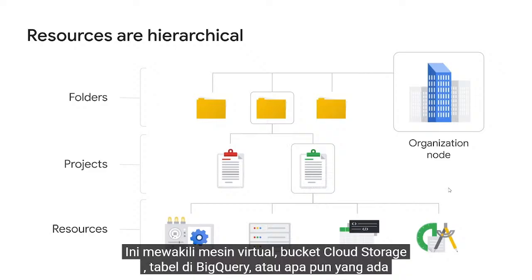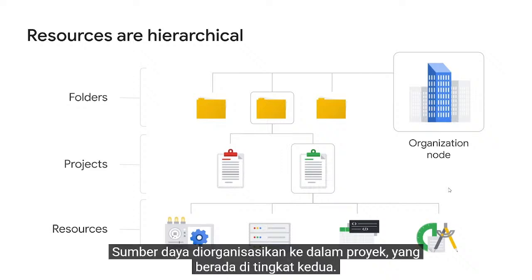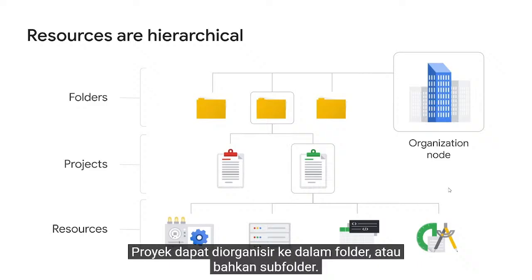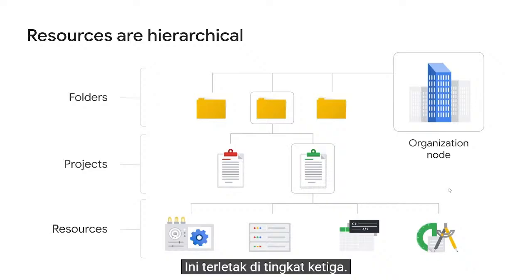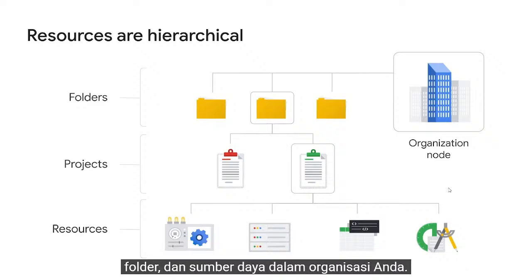These represent virtual machines, cloud storage buckets, tables in BigQuery, or anything else in Google Cloud. Resources are organized into projects, which sit on the second level. Projects can be organized into folders or even subfolders. These sit at the third level. And then, at the top level, is an organization node, which encompasses all the projects, folders, and resources in your organization.